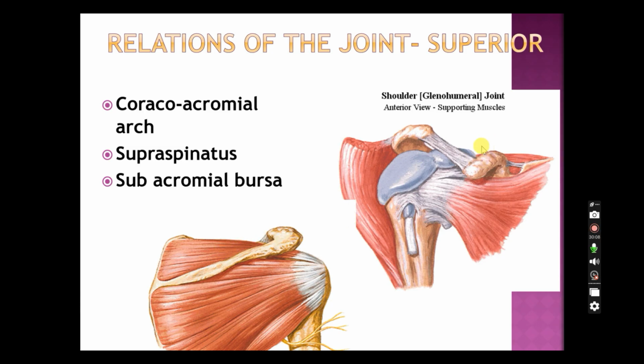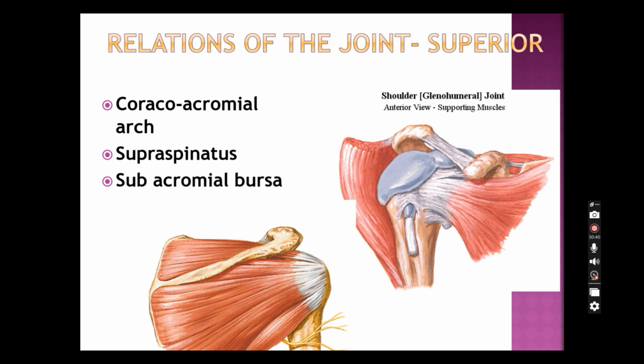The other view will be like this. The view from the front. This is the view from the back. This is the supraspinatus tendon passing underneath the coracoacromial arch, separated by a bursa. That bursa is the subacromial bursa. Over the subacromial bursa, you have the coracoacromial arch. So from above downwards, we have the coracoacromial arch, subacromial bursa, and the tendon of the supraspinatus muscle.